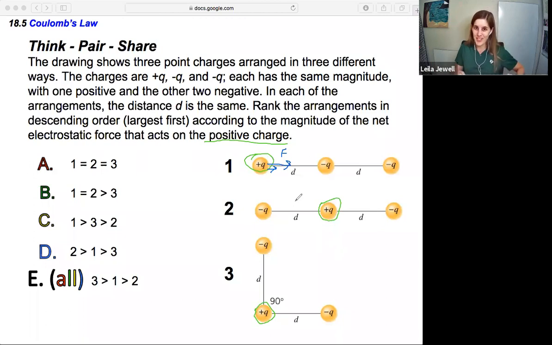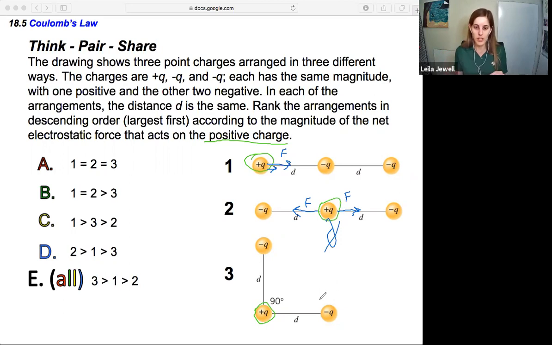All right, do you have your answer ready? I'm hoping so. Okay, so I already set up 1 for us, and we showed that both the forces are going to the right. What about in case 2? Well, in case 2, the first negative charge on the left is going to pull the positive charge to the left, so it'll feel a force to the left. The second is going to pull it to the right, so it'll feel a force to the right. So what is the net force on case 2 going to be? It's going to be 0, right? Because these are canceling each other out.